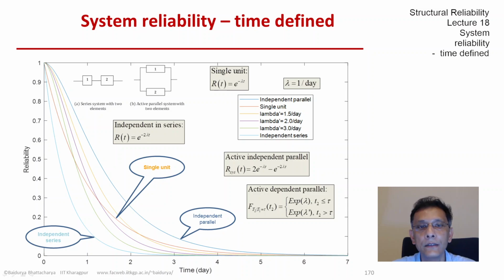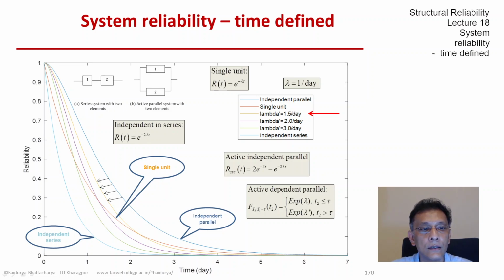So let's bring in the active dependent parallel, that lambda and lambda prime that we just discussed, and let's look at it with increasing strength of dependence. After the first failure, the second one becomes stressed, and that stressed nature increases with lambda prime. The first case we'll look at, lambda prime is 50% more, 1.5 per day. That is the yellow line.